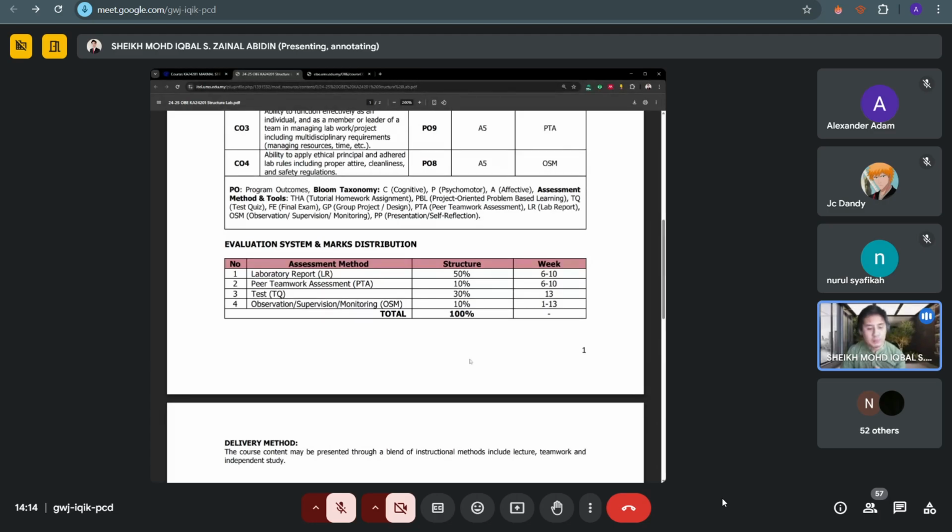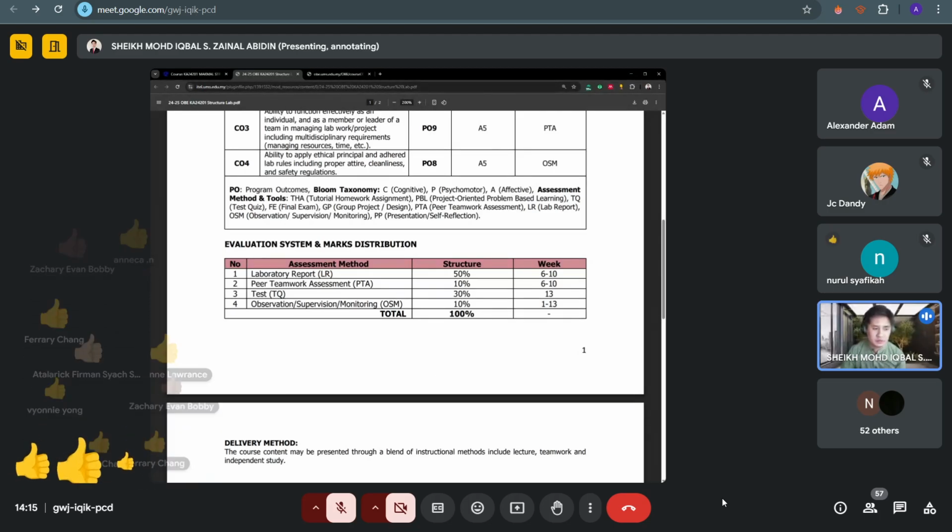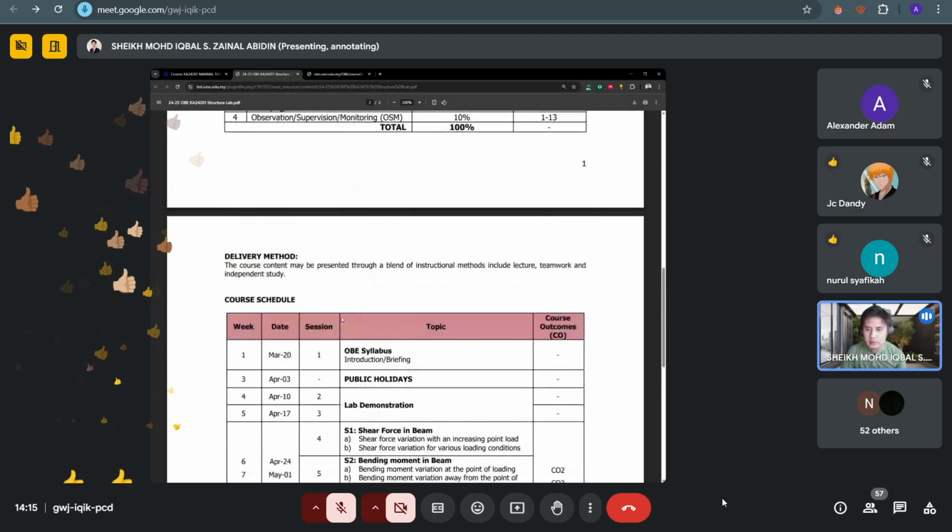That will be me, but mostly the lab technician, Mr. Ruslan, because Mr. Ruslan will be in the labs 24/7 during your lab sessions. All right. So does anyone have any questions about the assessment methods? So only 4 assessments: the lab report, the peer teamwork assessment, and then we're going to have a 30% test, and lastly, the lab technician will give you 10% OSM marks. Any questions? Everyone good? Okay, good. So everyone okay with that?